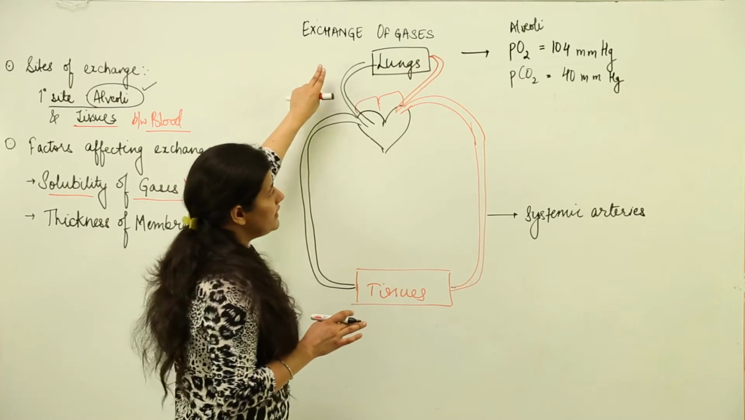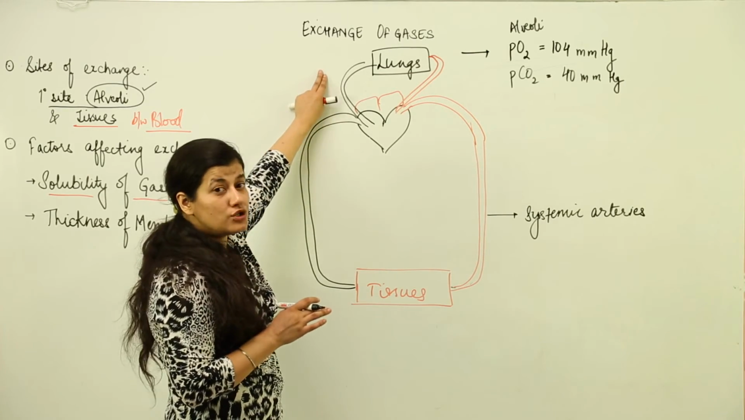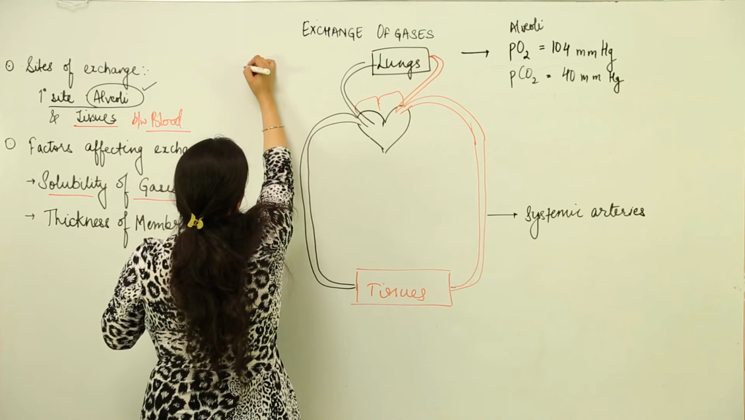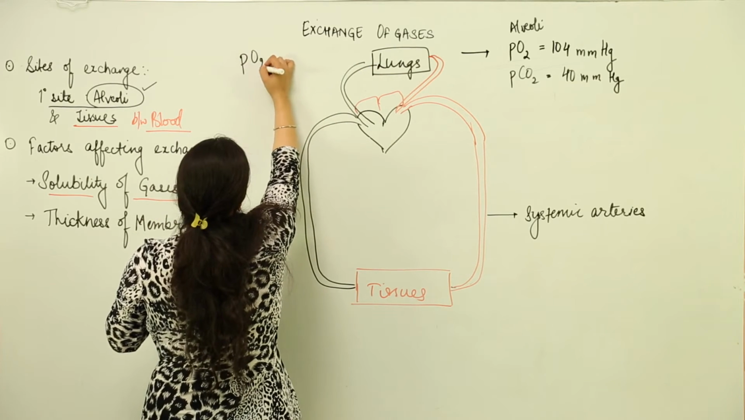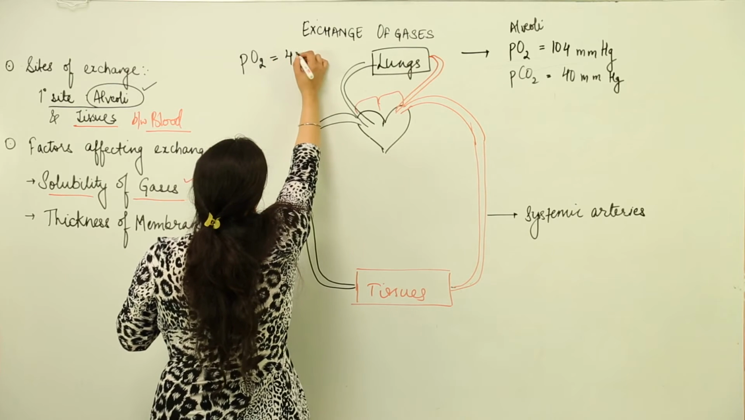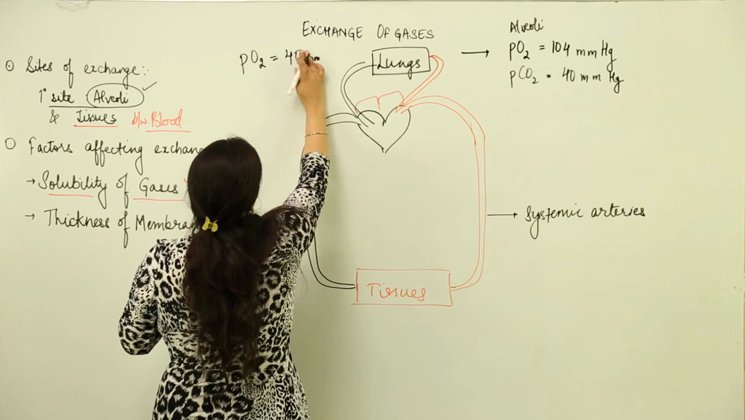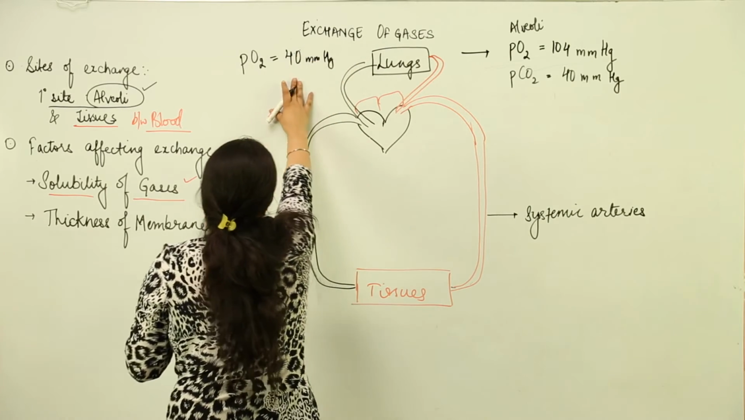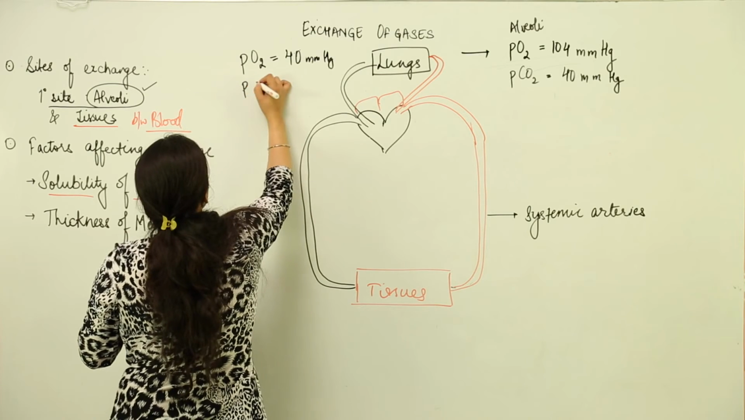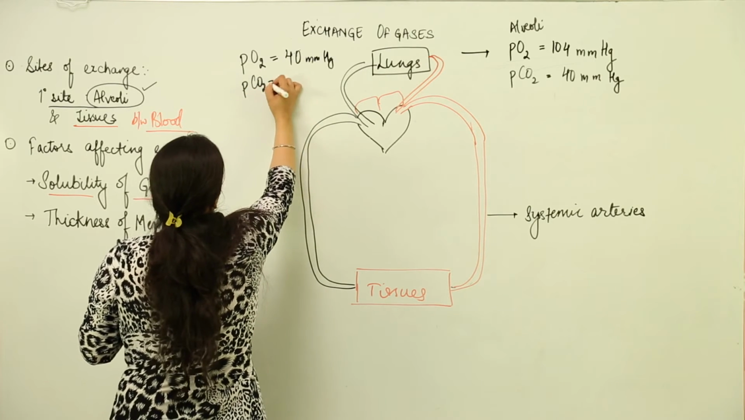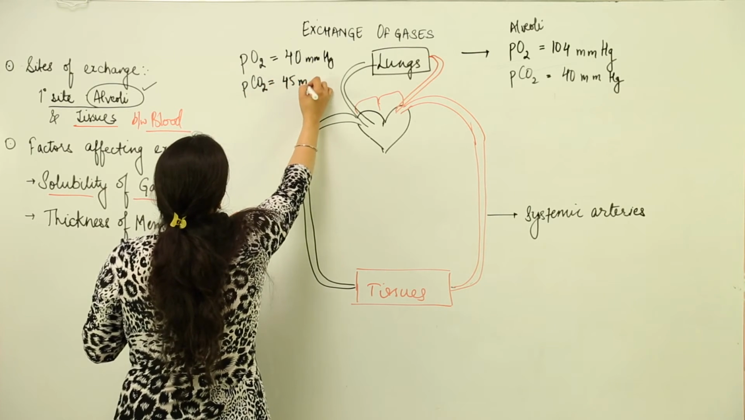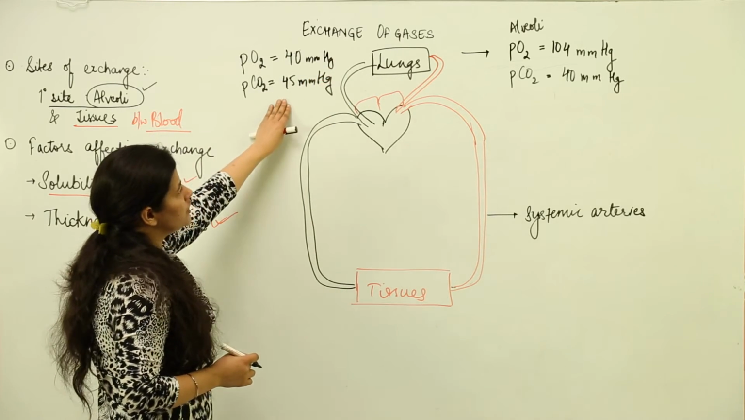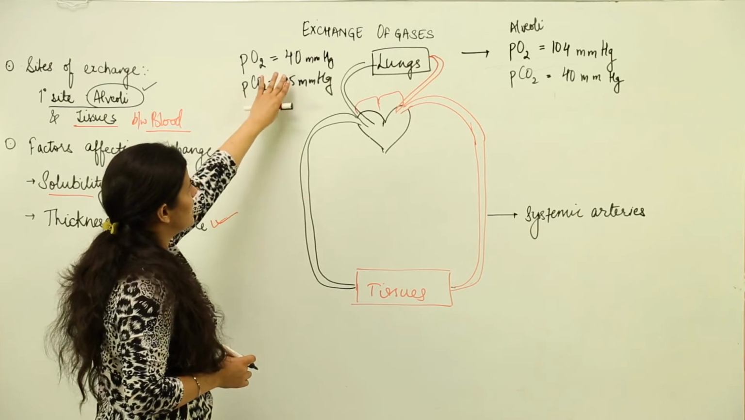Comparatively, the deoxygenated blood that comes to the lungs by the agency of the heart has a partial pressure of oxygen as low as 40 millimeter of mercury, and a partial pressure of carbon dioxide of 45 millimeter of mercury. Now you can see the difference in the deoxygenated blood coming to the lungs.